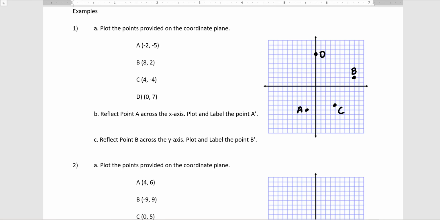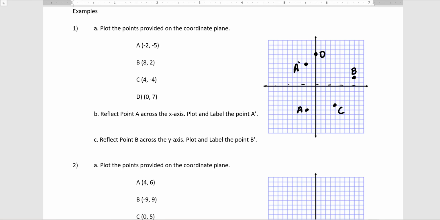So now look at what it says for us to do in B here. Reflect point A across the x-axis. Plot and label the point A prime. So the x-axis, remember, is that horizontal axis right here going straight across. So if I were to flip A to the other side of that axis, remember I moved it down 5. So now it's going to be up 5, which I believe would place it right here. And it says to plot and label that point A prime. There we go.